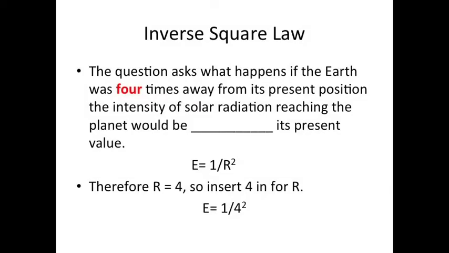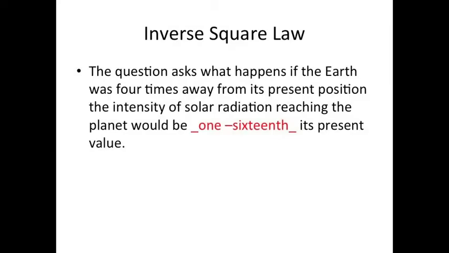Therefore, with your equation, E equals 1 over r squared, r will equal 4, because it asks about 4 times away. So insert a 4 in for r. Your equation is going to be E equals 1 over 4 squared. E equals 1 over 4 squared is 1/16. Going back to the question, the intensity of solar radiation reaching the planet would be 1/16 of its present value.